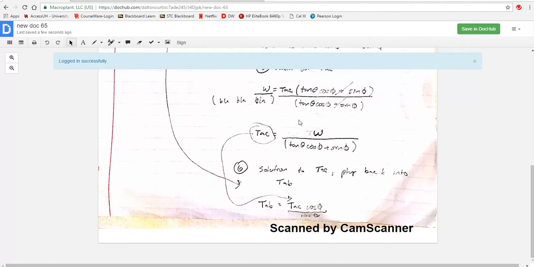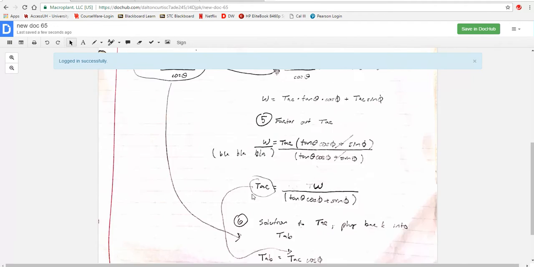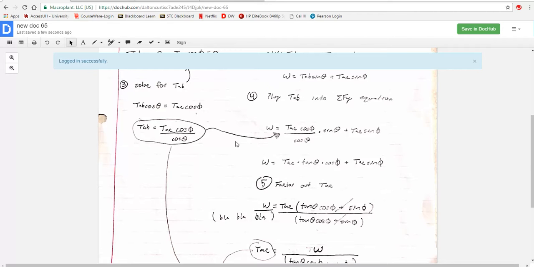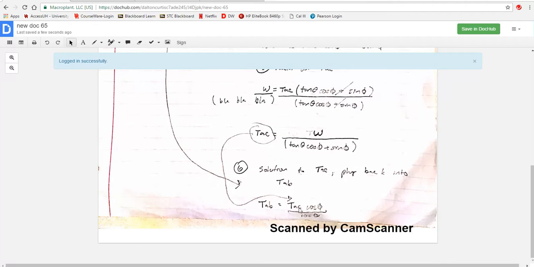We use MATLAB to solve for this, and then in step 6 we use the solution of this to go back to our original equation and solve for that. And that's how we get the tension in AB.